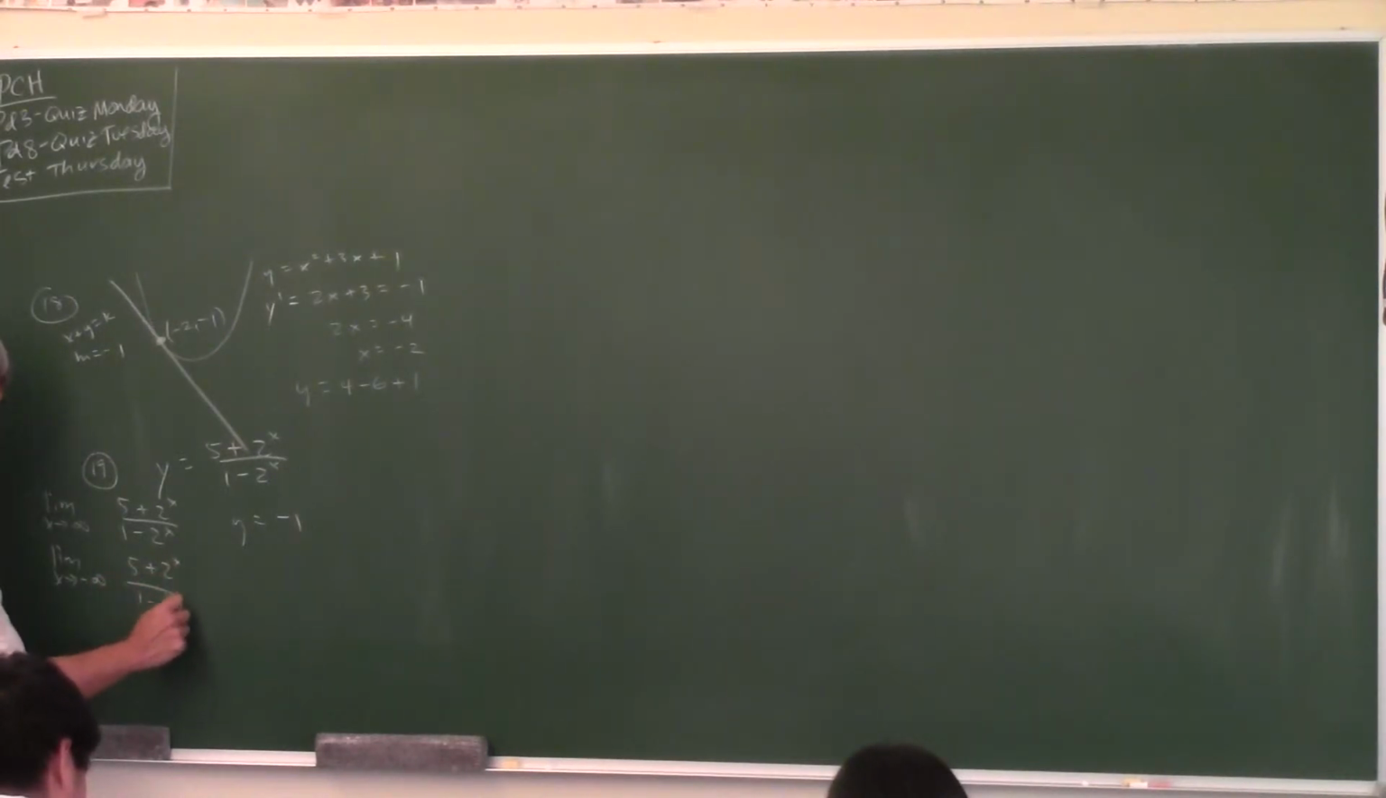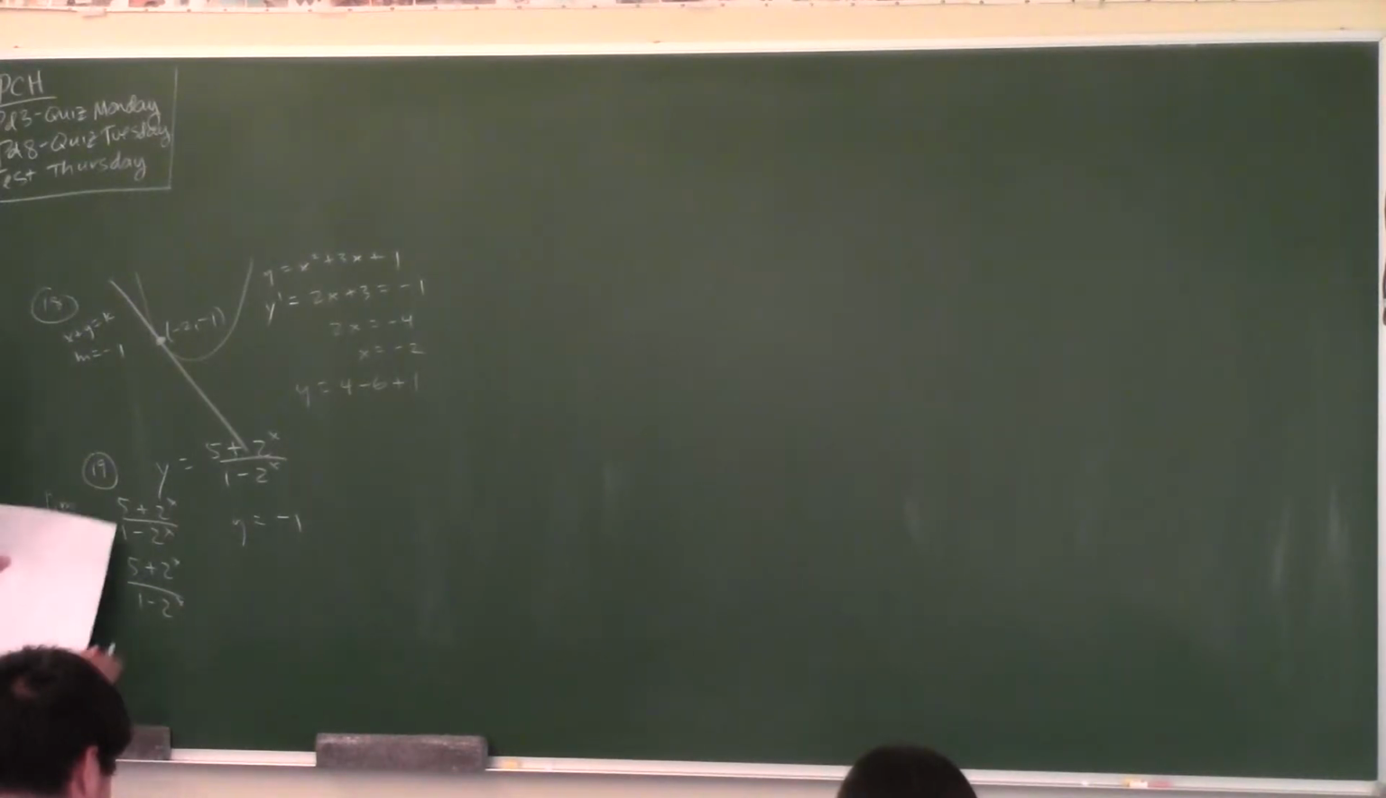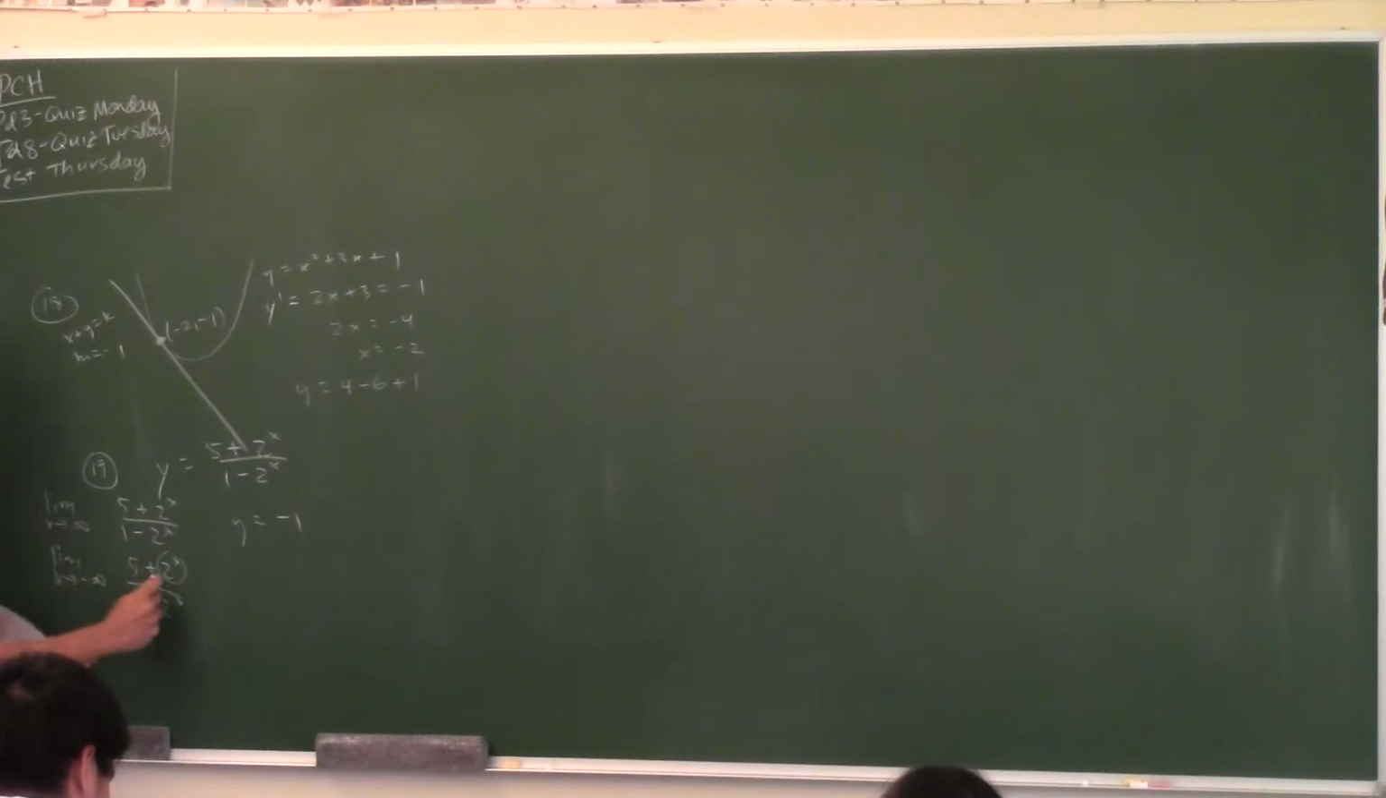Now, what happens when you plug in a super huge negative number, like negative a million? What is 2 to the -1,000,000 power? That's like 1 over 2 to the million, which is very close to 0. So this goes to 0.